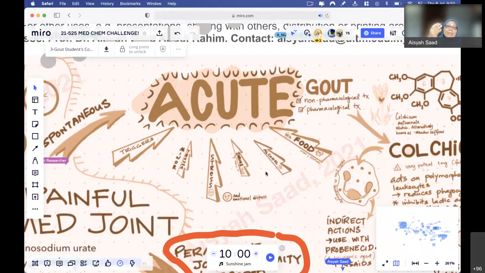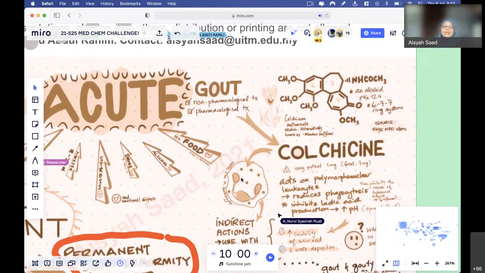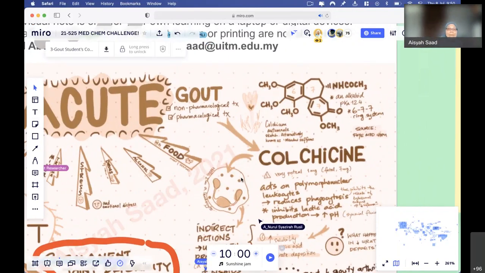If they do get a persistent problem, issues with that pain or a bit of inflamed big toe as well, then one of the treatments you can consider is colchicine. All right. So in this case, you see colchicine, and let me just show you also overall before I move on to the drug.